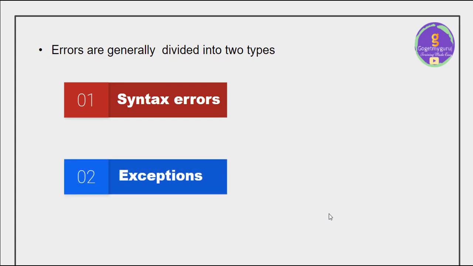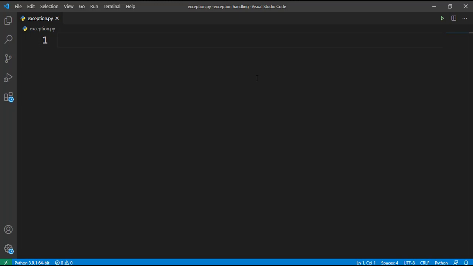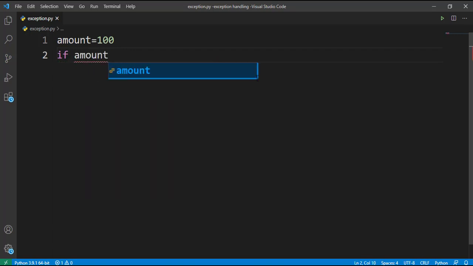Syntax errors are nothing but errors you get whenever you do not follow the structure of a particular programming language. Those types of errors are called syntax errors. Let's understand syntax error with an example. Suppose I have an amount which is equal to 100 and now I am going to check a condition for this amount. If amount is less than 100, then print not valid.